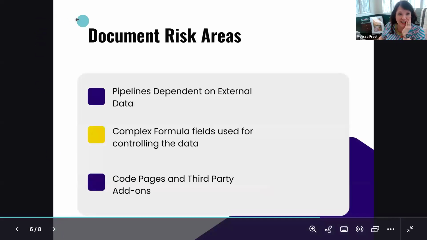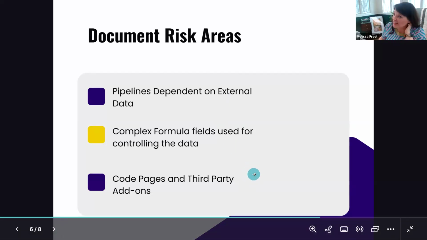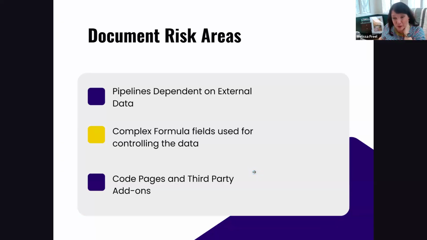I also am documenting the risk areas. What are the things that are likely to break? What pipelines are dependent on external data? That's the integrations that I have with Monday.com and a little bit with DocuSign, but more with Monday.com. What are my complex formulas? And that's sort of back to that fourth area of don't touch these. So what are the complex formula fields that act like gatekeepers for different data? And then code pages and third-party add-ons. So documenting all of those pieces so that people understand it's not just the application you're thinking about, it's all the potential that's connected in there.